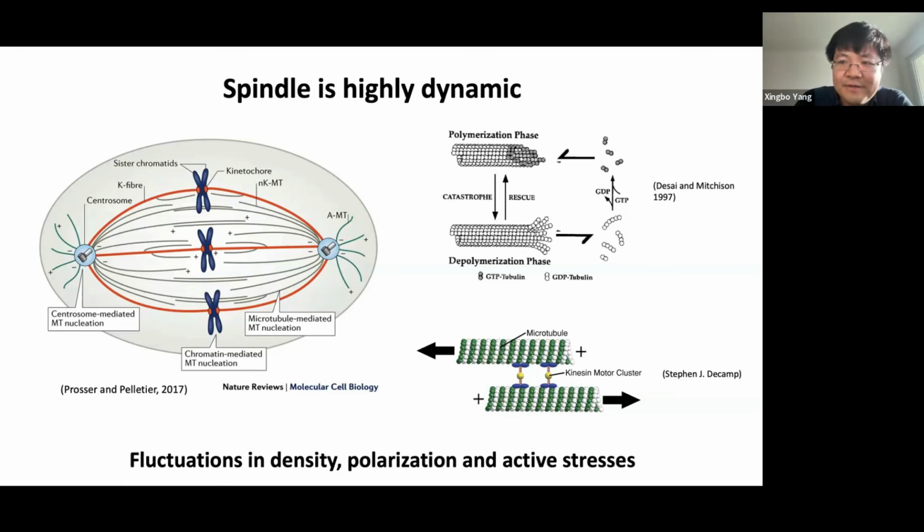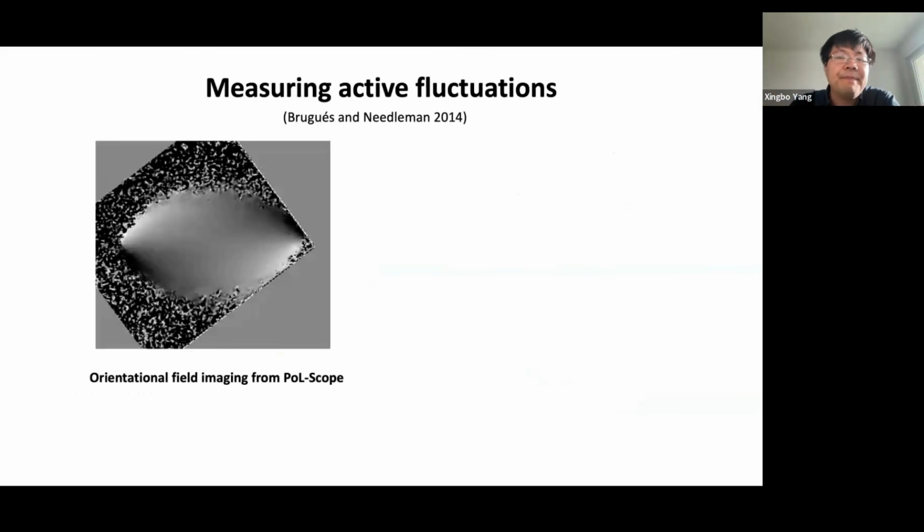Going back to the theme of this winter school, all those activities are driving these active fluctuations. So can we measure those active fluctuations, and can we, from those active fluctuations, infer some properties of the spindle? This is actually work done by my colleague here, Jan Brugues, when he was a postdoc in Dan Needleman's lab. They did this amazing work where they basically measure those active fluctuations.